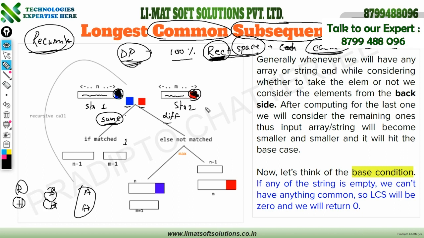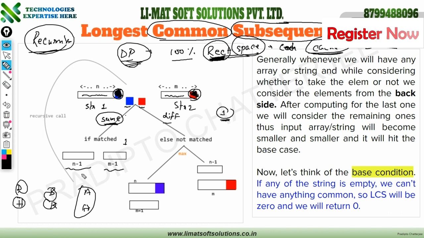If they had matched, then definitely the common subsequence length will be minimum 1. Are you able to visualize it? Guys, please don't look back, and please don't try to understand there, try to focus here. If they have matched, obviously length will be incremented by 1, and after that I have the same kind of two different strings.